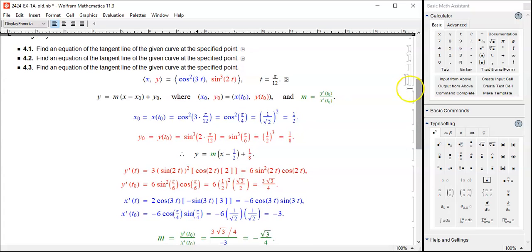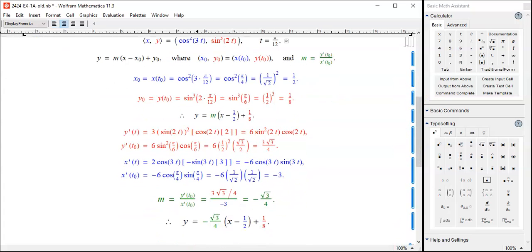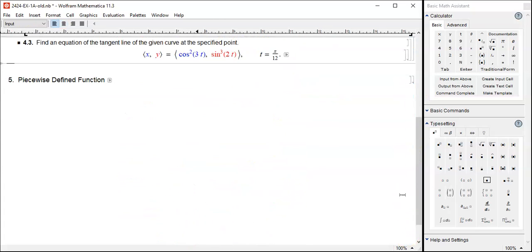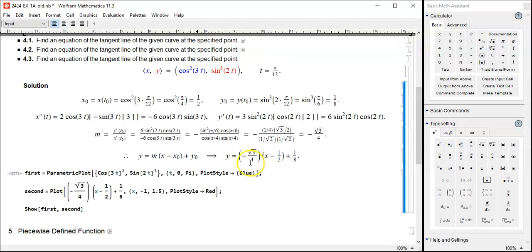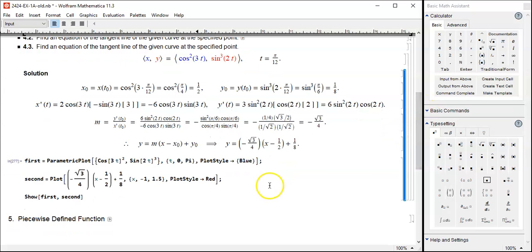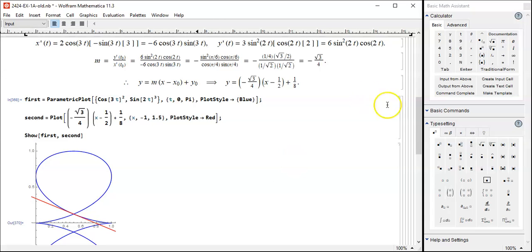Anyway, here's a solution, and I don't need all these now. Let me remove all those because they're all here in the solution in my notebook, a little bit more condensed version, but they are there. And finally, let me show you the picture.